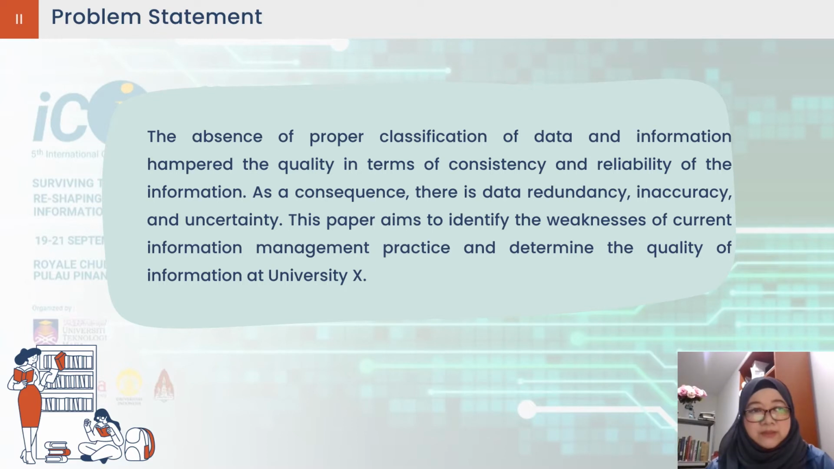For the problem statement, the absence of proper classification of data and information hampered the quality in terms of consistency and reliability of the information. As a consequence, there is data redundancy, inaccuracy, and uncertainty. This paper aims to identify the weaknesses of current information management practice and determine the quality of information at one case study, that is University X.